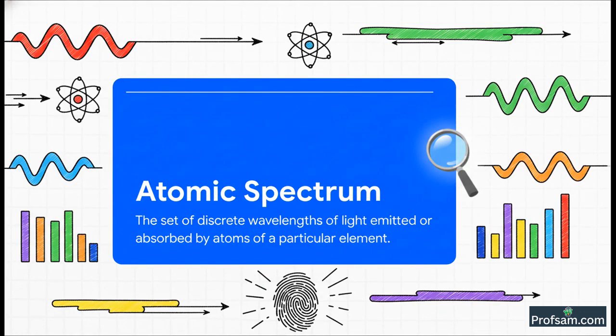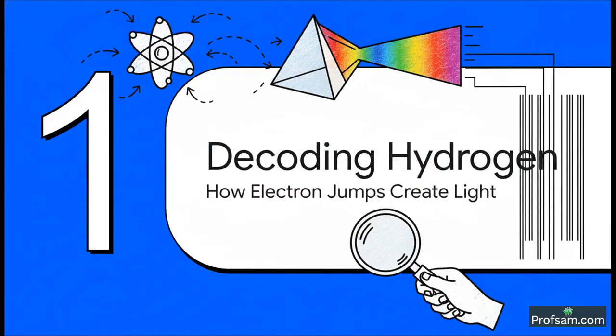And that brings us to the proper definition. This is the one you need to write word for word in your exam to get full marks, okay? An atomic spectrum is the set of discrete wavelengths of light emitted or absorbed by atoms of a particular element. Let's just quickly break that down. Discrete just means separate and distinct. So really, it's nothing but the unique pattern of light colors that a particular element gives off. It's like a fingerprint or maybe a barcode, but made of light. And just like a fingerprint, no two elements have the same one. It's bilkul unique.